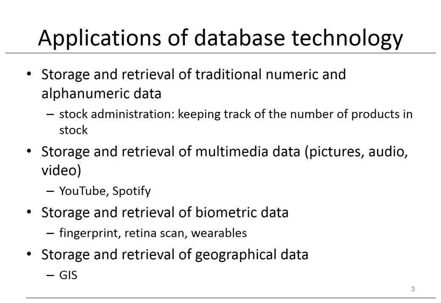Biometric data includes fingerprints or retina scans, which are often used for security purposes such as border control as you enter a country. Closely related is information gathered by wearables, which are devices that you wear to continuously monitor your health and fitness. Geographical information systems, or GIS applications, allow to store and retrieve all types of spatial or geographical data. Think of Google Maps as a popular example.